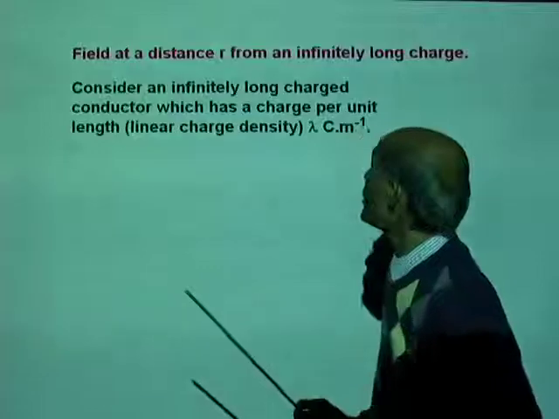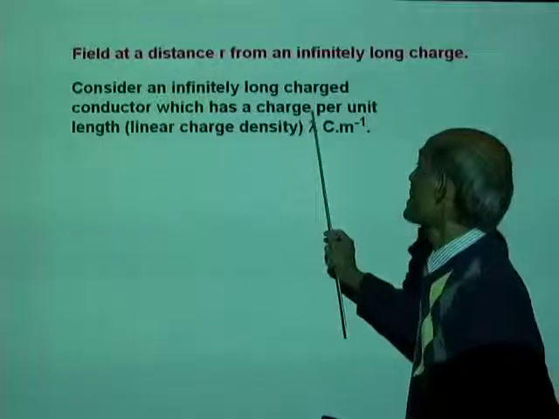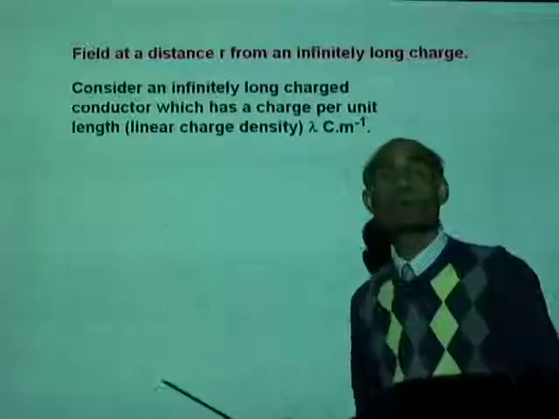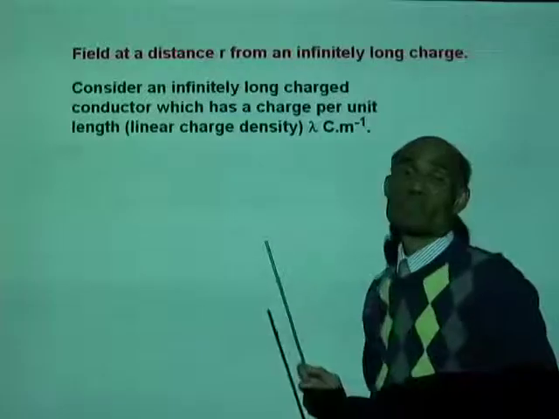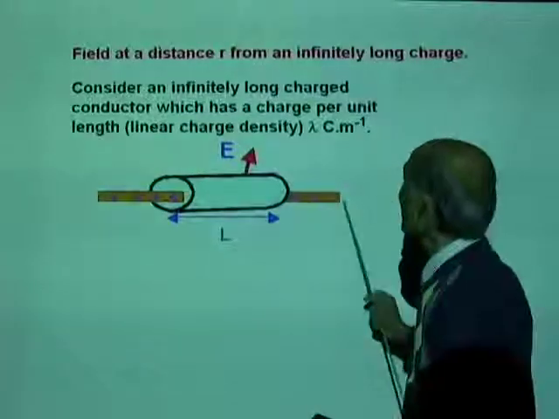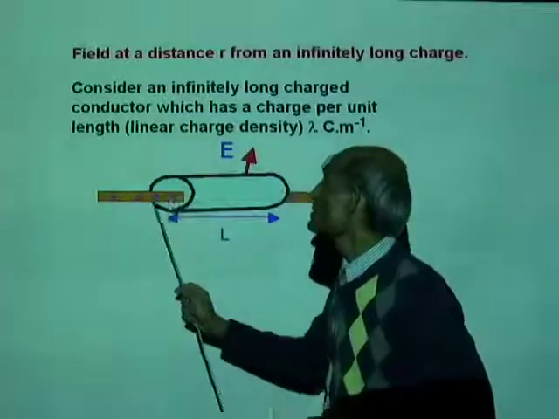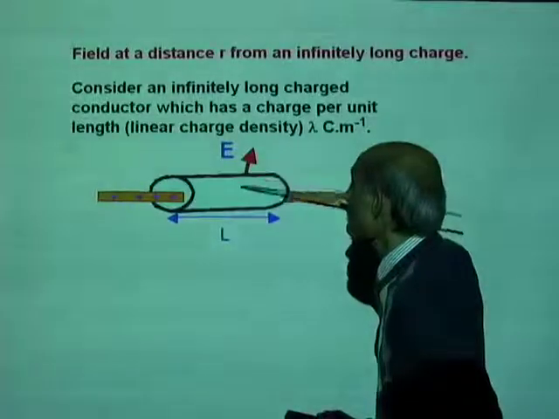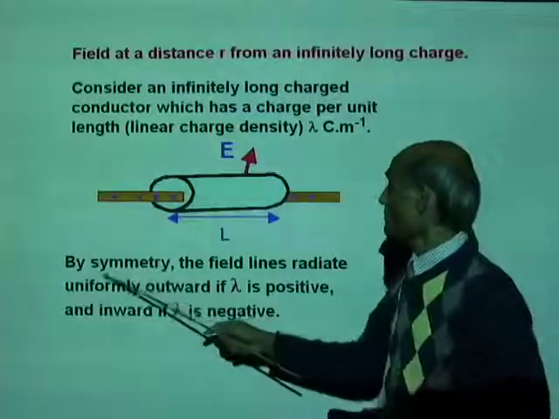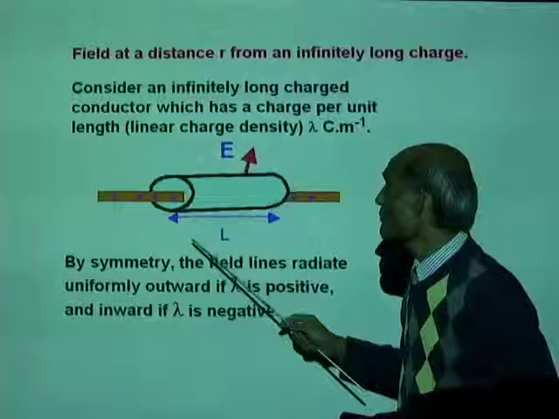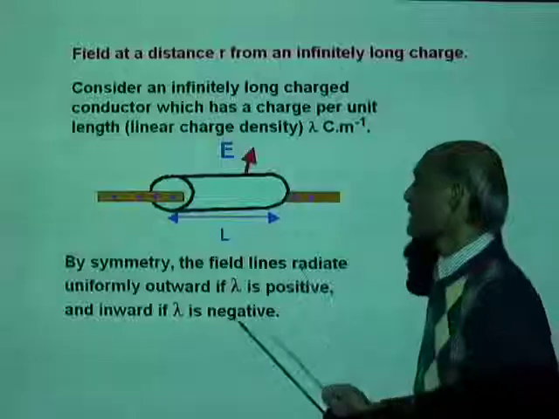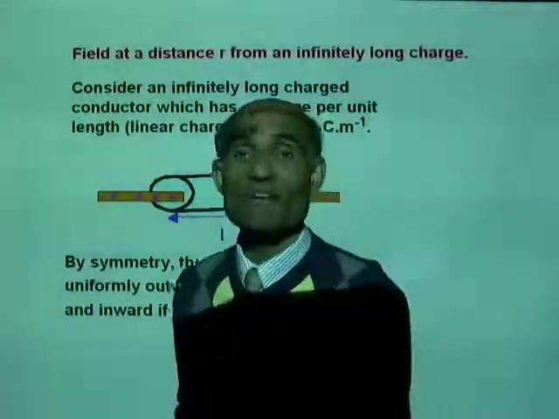Consider an infinitely long charged conductor which has a charge per unit length lambda coulombs per meter, the linear charge density. Now, this is the infinitely long charged conductor. We need to find the electric field at a point distance r from this charge. By symmetry, the field lines radiate uniformly outward if lambda is positive and inward if lambda is negative.